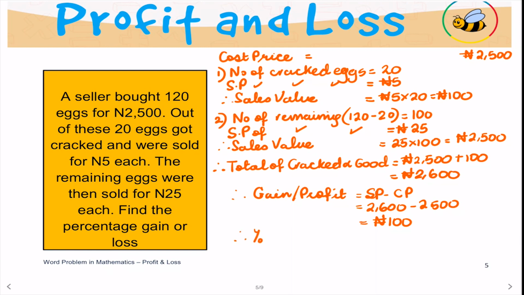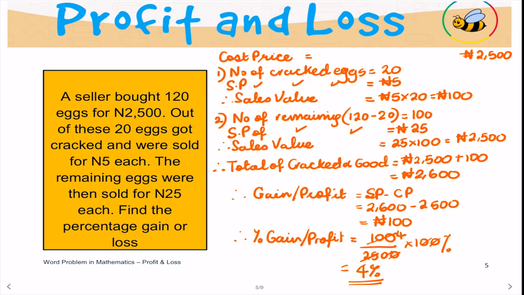Percentage gain, therefore, percentage gain or percentage profit will be equal to the actual profit divided by the cost price times 100, and this will give us 4%. And you can take your time to do that calculation properly. 100 divided by 2,500 times 100 in percent, and that will give you 4%.